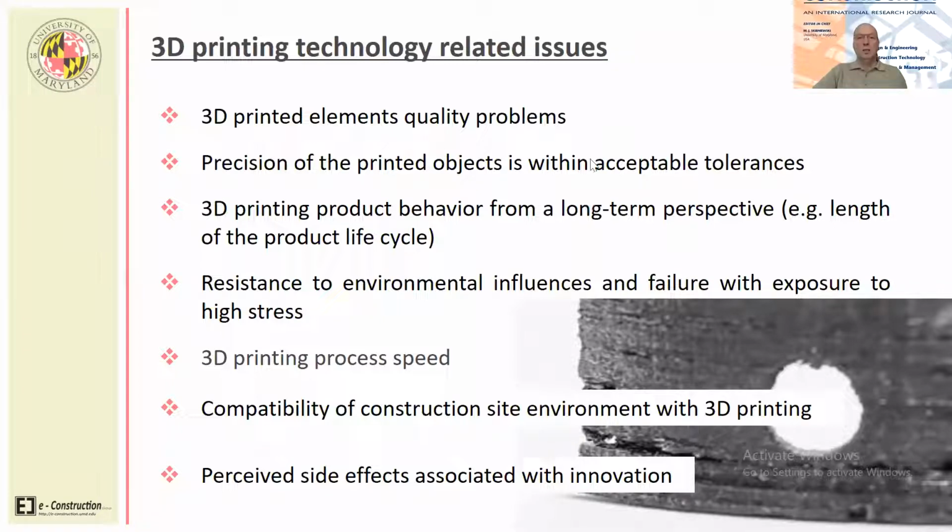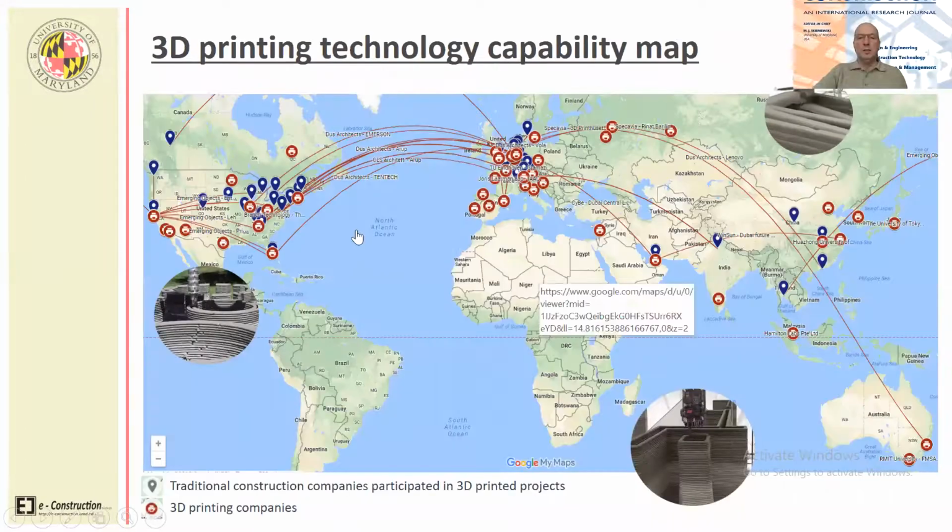So 3D printing technology issues actually have some supply chain problems as well. So quality problems, precision of printed objects, resistance to environmental influences, and quite a bit of others that otherwise wouldn't have to be researched. So this is one of the things that we're trying to do. We're creating a technology capability map for 3D printing.